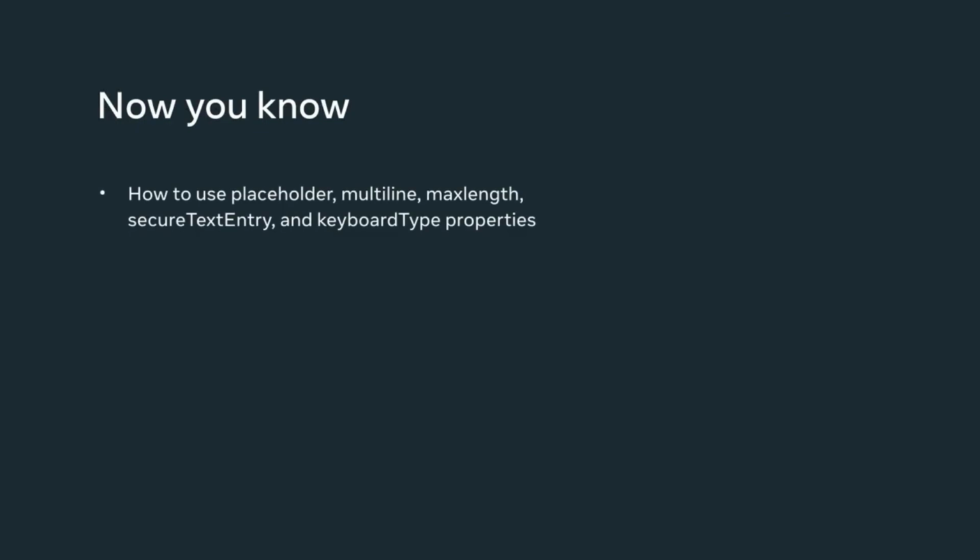In this video, you learned how to use the following properties: placeholder, multiline, max length, secure text entry, and keyboard type. Which properties you choose to use depends on your use case, and you can turn them on or off based on what your use case is.